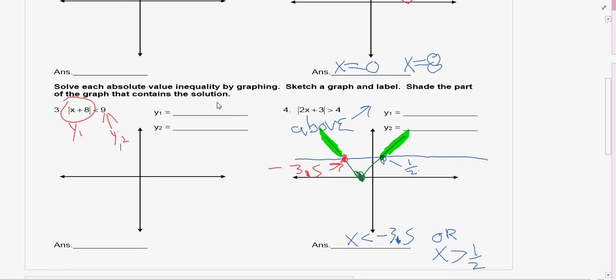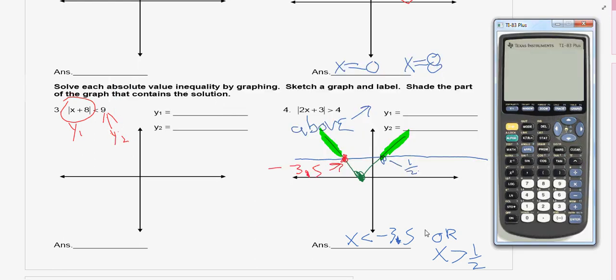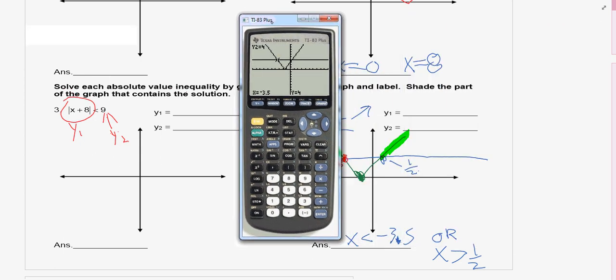So let's go ahead and put that in the calculator, and let's see if we can come up with a solution here. So the absolute value of x plus 8, just delete that stuff out and type in x plus 8, and on the second line we're going to put 9, and we'll graph it up, and we don't see the entire solution, do we? So we're going to have to zoom out a little bit.